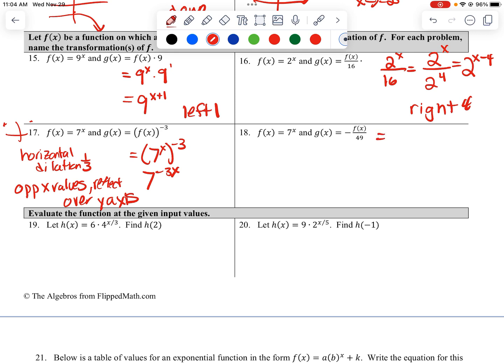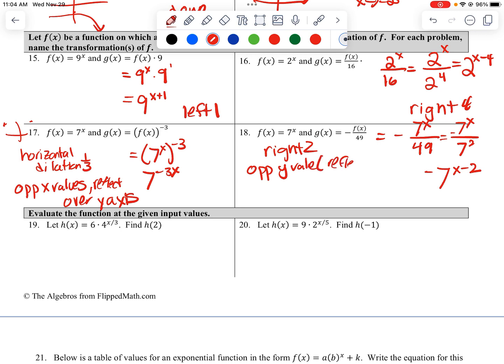All right, in this one, so we have negative and then 7 to the x over 49. So that would be 7 to the x over 7 squared. So negative 7 to the x minus 2. So I know that this is going to go to the right 2. And it's outside the negative, so that's opposite y value, which reflects over the x-axis.